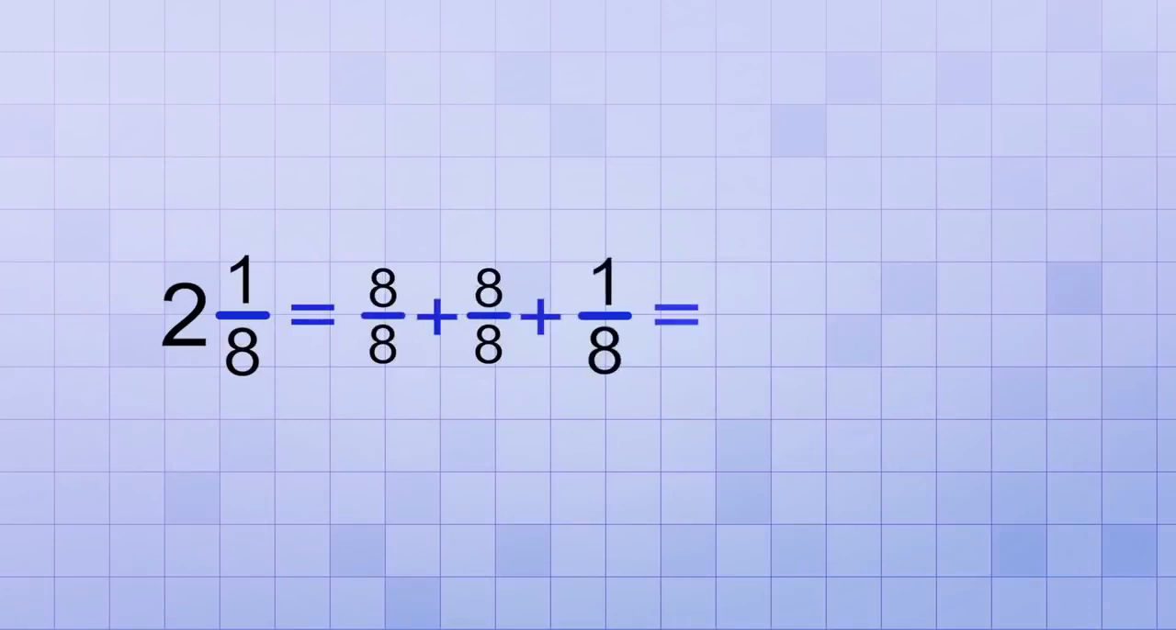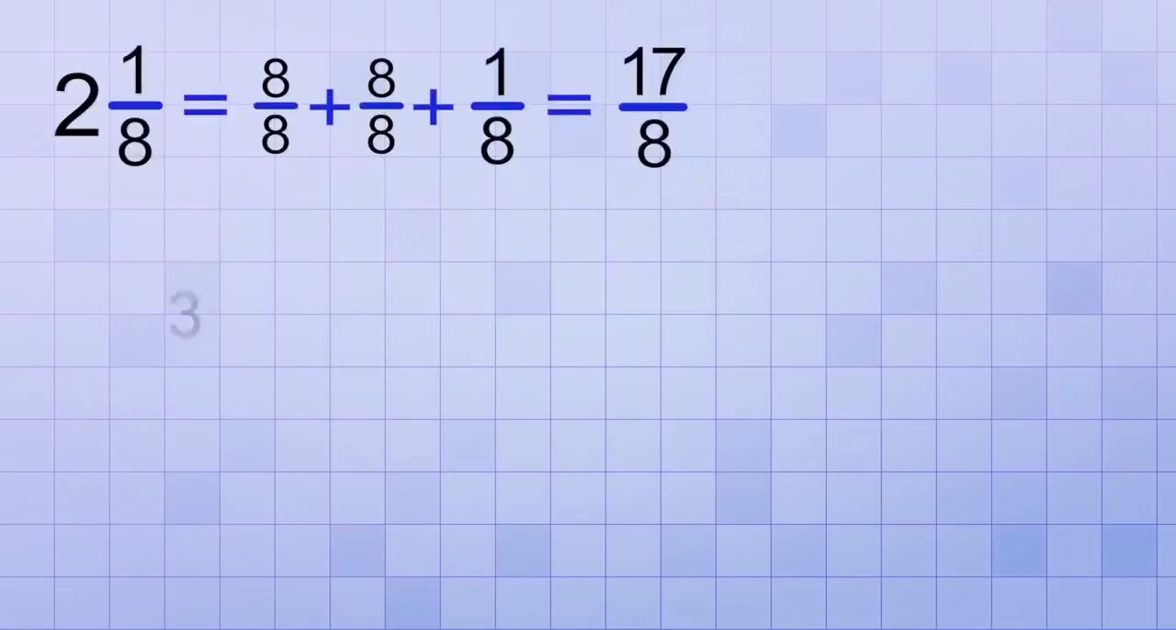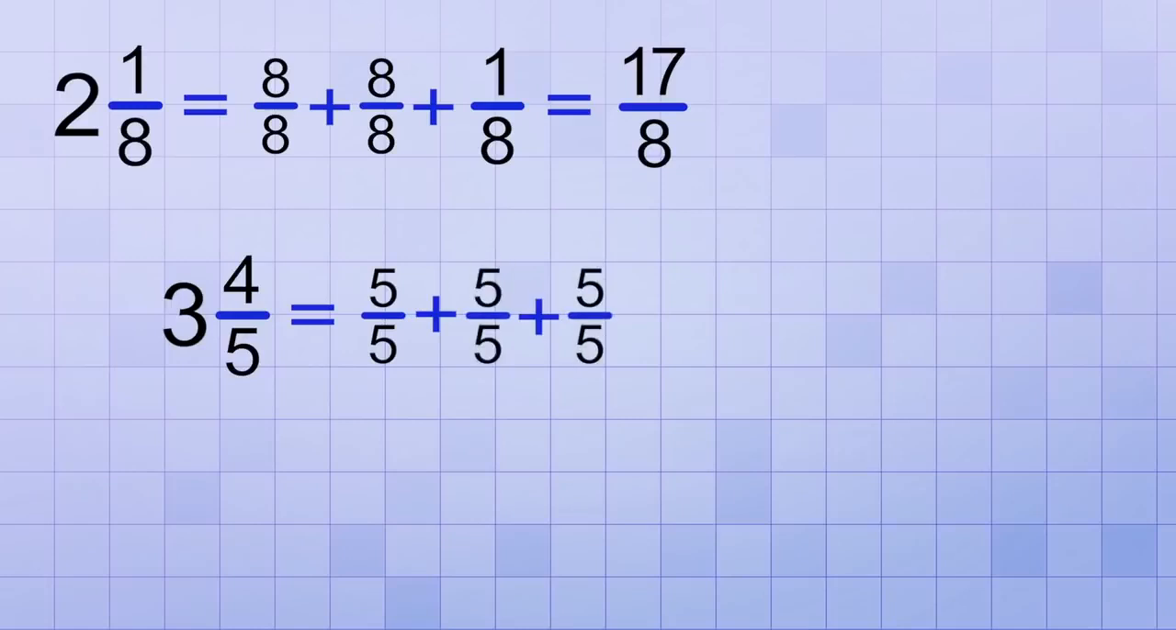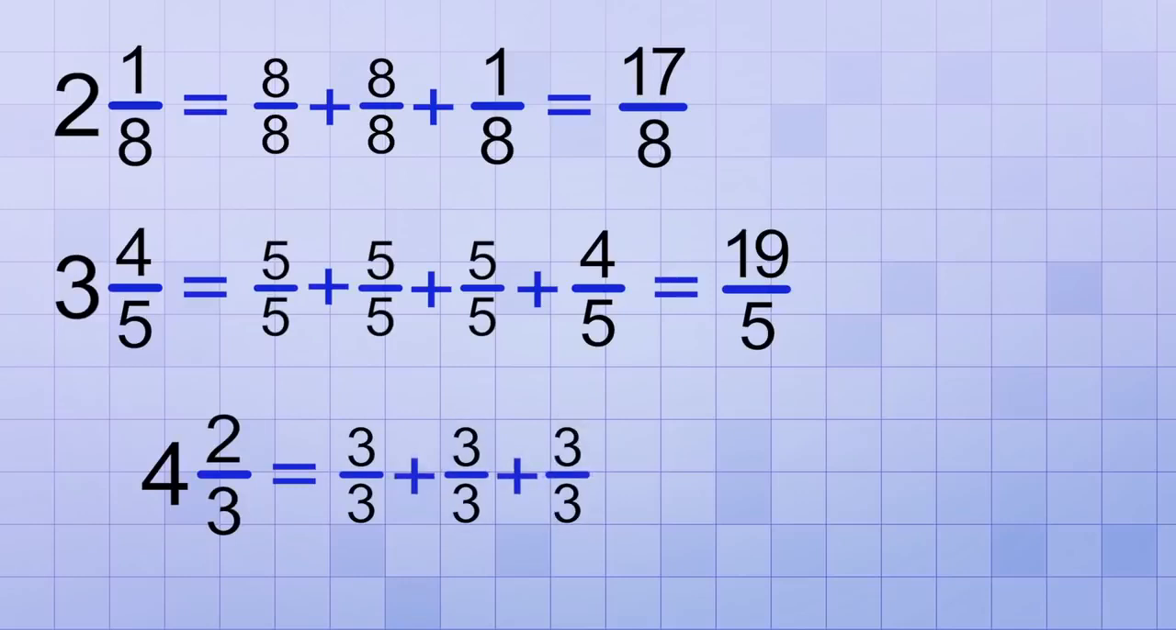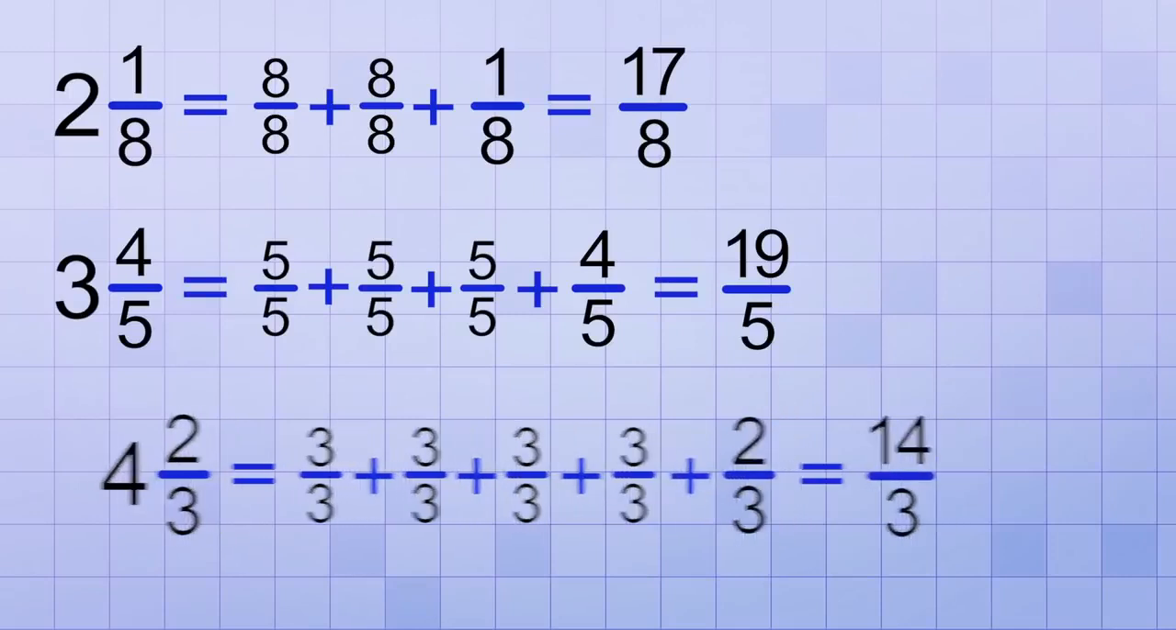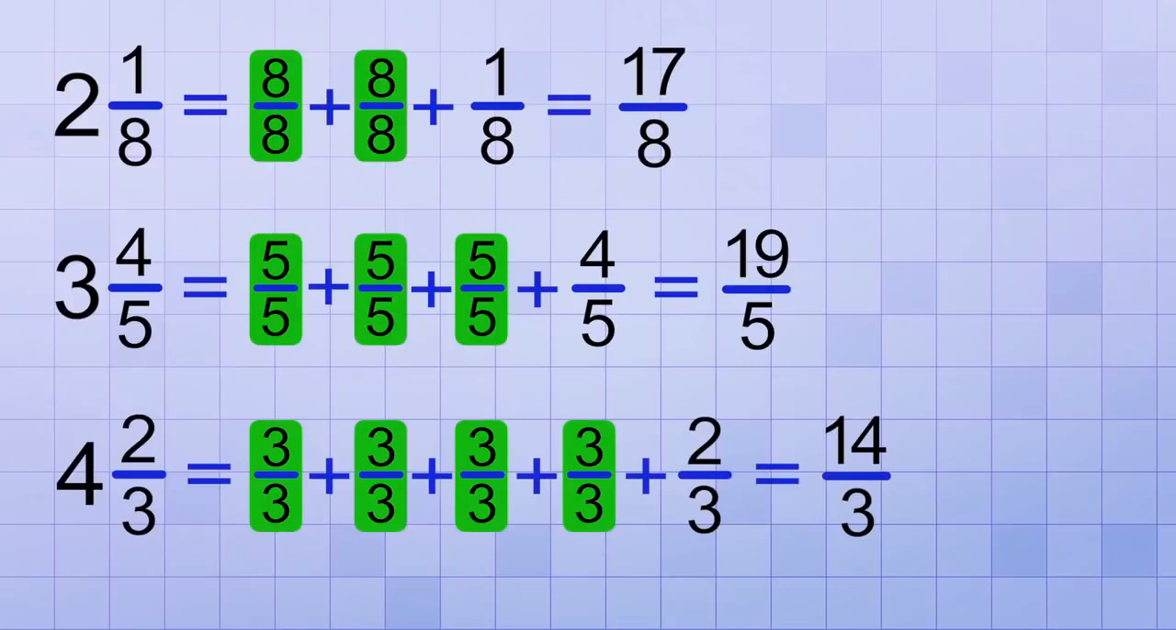For example, 2 1/8 could be changed into 8/8 plus 8/8 plus 1/8, which all add up to 17/8. And 3 4/5 could be changed to 5/5 plus 5/5 plus 5/5 plus 4/5, which all add up to 19/5. And 4 2/3 can be changed to 3/3 plus 3/3 plus 3/3 plus 3/3 plus 2/3, which all adds up to 14/3. Notice that we always chose whole fractions with the same denominator of the fraction part of the mixed number, so that they're all like fractions that can be added easily.